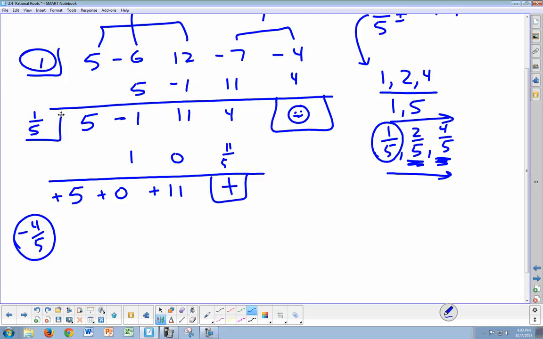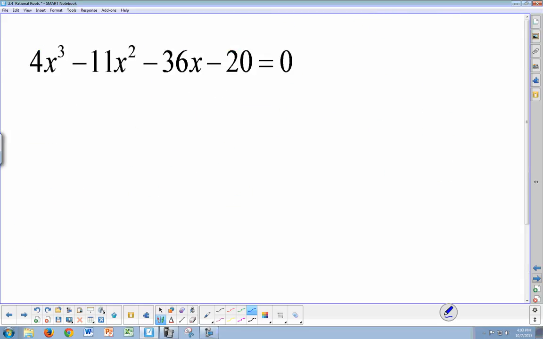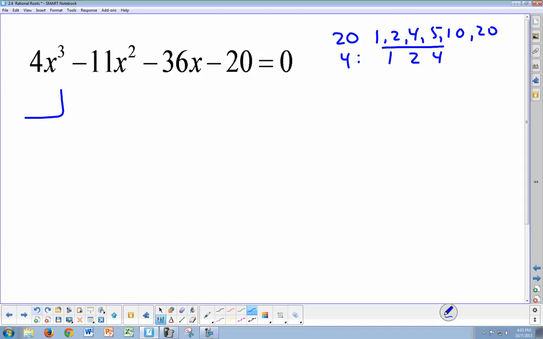But I did want to go on to this next example, which is 4x cubed minus 11x squared minus 36x minus 20. Here's a good example of a problem that doesn't have a whole lot going for it. It's got a 20 in the numerator for our possibilities and a 4 in the denominator, so 1, 2, or 4. In the numerator we have 1, 2, 4, 5, 10, or 20. That's going to give us a lot of possibilities again, and fractions, etc.